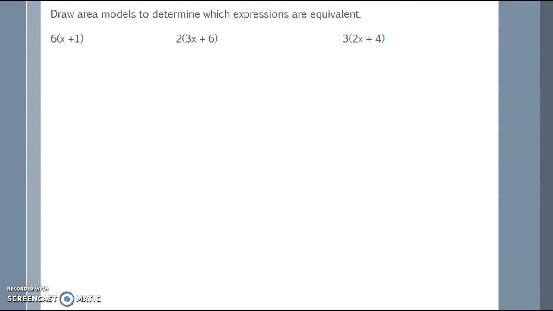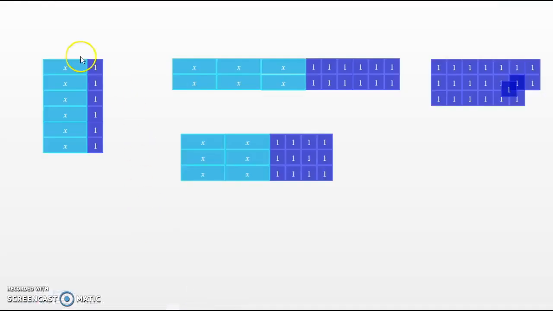Draw area models to determine which expressions are equivalent. See if you can do this. Okay, so here I have 6 times the quantity of x plus 1. Here I have 2 times the quantity of 3x plus 6. And here I have the quantity 3 times the quantity 2x plus 4. Notice that no matter how I were to recreate this, although they all have 6 x's, they do not have the same units. They're not going to make the same shape no matter how I try to manipulate these.